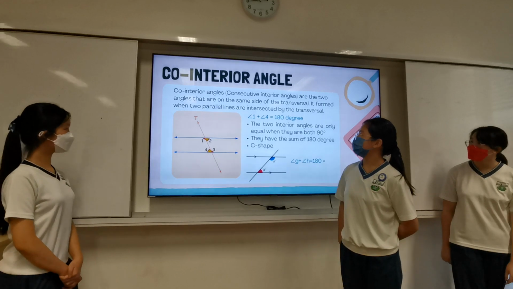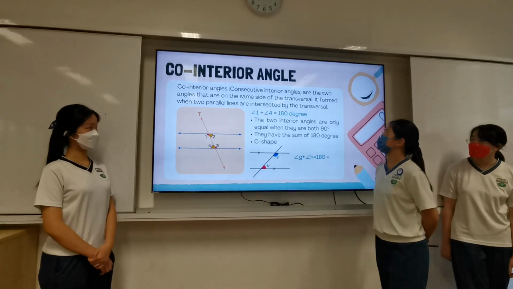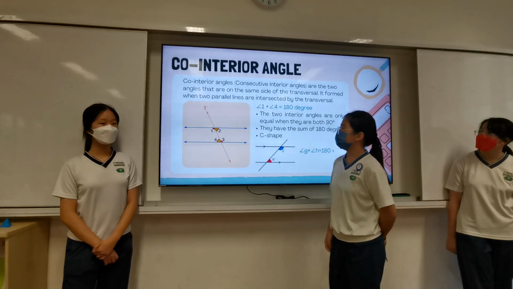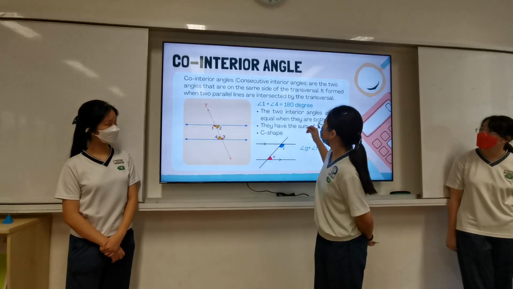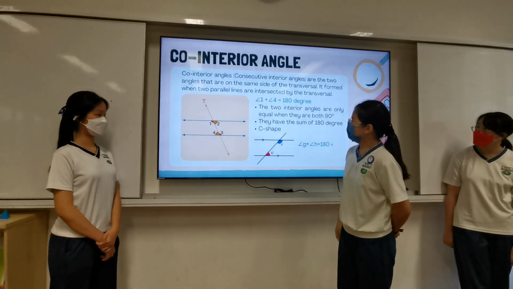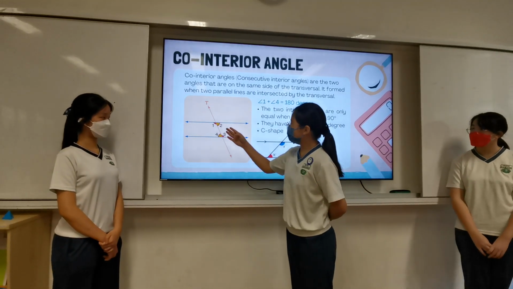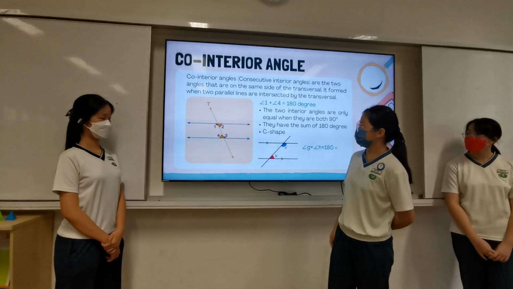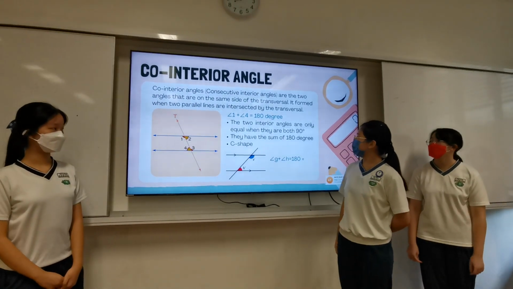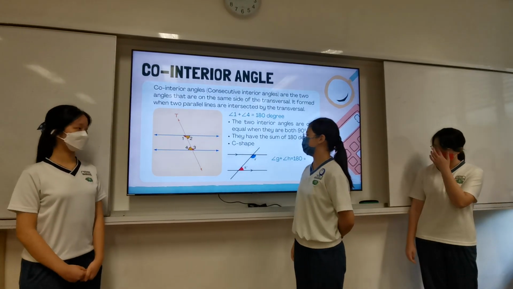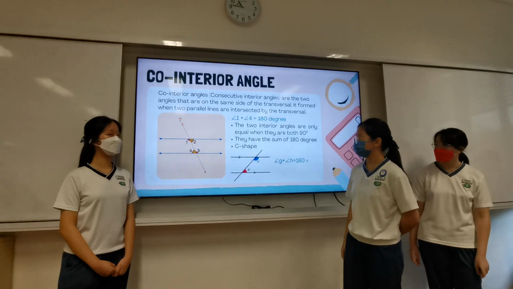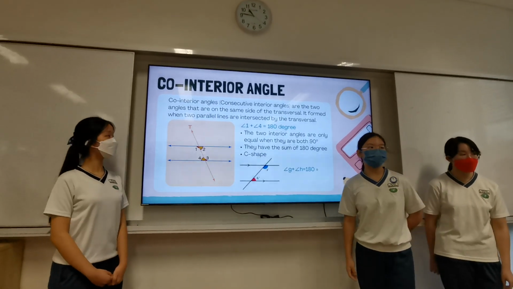Next, co-interior angles, also known as consecutive interior angles, are two angles that are on the same side of the transversal, formed when two parallel lines, which are these blue lines, are intersected by the transversal. This orange line is the transversal. In this picture shown, angle 1 plus angle 4 equals 180 degrees, and angle 2 plus angle 3 equals 180 degrees also. The two interior angles are only equal when they are both 90 degrees. They have a sum of 180 degrees for co-interior angles. If you want to find a co-interior angle, look for the C shape.